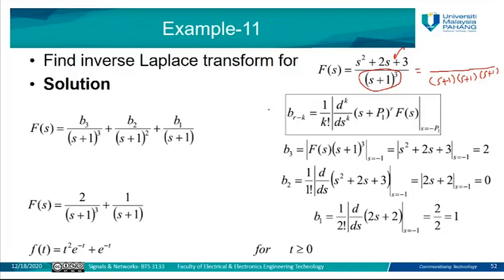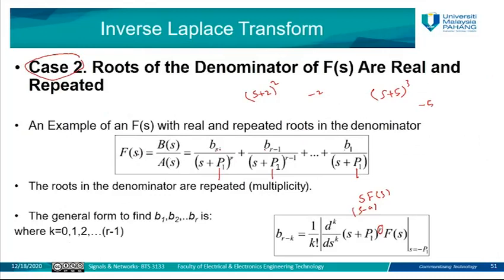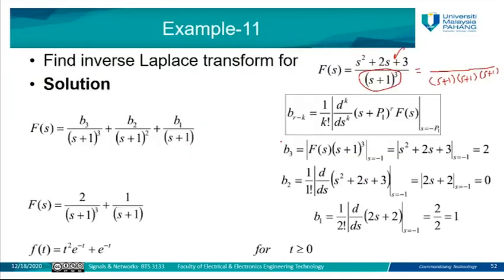Now what we need to do is write the general formula according to this formula here: F(s) equals P(s) over A(s), equals B_R over (s plus p1) to the power of R, plus B_(R minus 1) over (s plus p1) to the power of R minus 1, and so on. This will be the highest number of B, since you have 3, so you have B3 here.